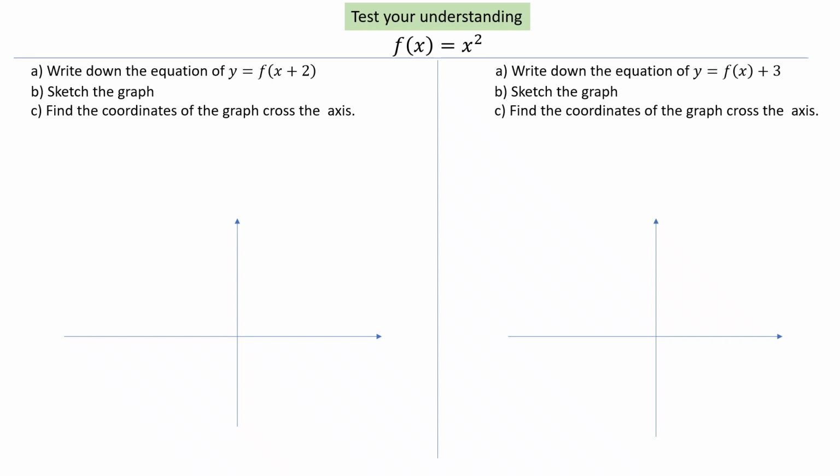Pause this video and try yourself. If f(x) equals x squared, first question: write down the equation of y equals f(x plus 2). So f(x plus 2), the constant is inside the bracket. So wherever there is x, you need to put x plus 2. The equation is y equals (x plus 2) squared.